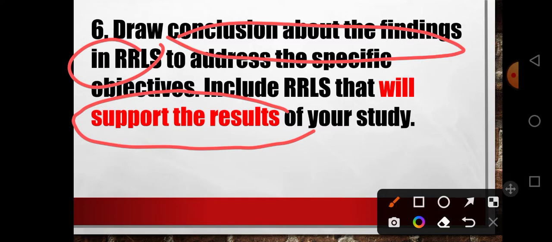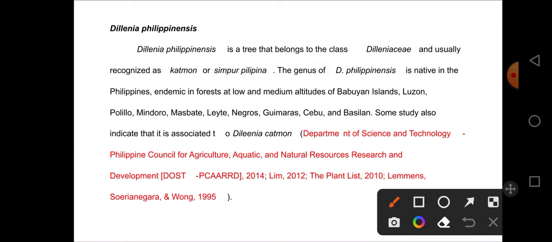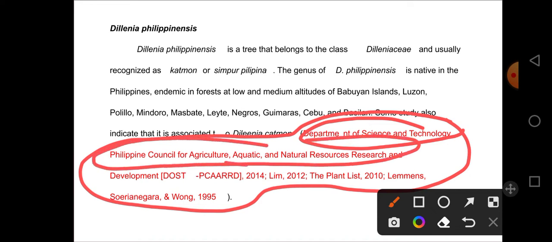Next, in writing the RRLS part of your research paper, we have here our citations, correct? And notice the several names appearing in our citations. Are they considered to be many or few?